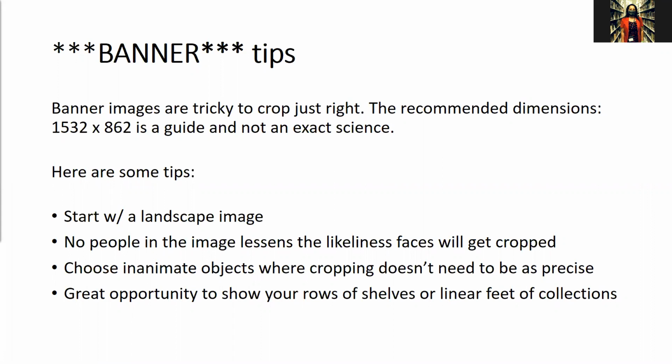A couple banner tips. The recommended dimensions are 1532 by 862, but it's a guide and it's not an exact science. So some tips could be start with a landscape image to help with the cropping. No people in the image lessens the likelihood that faces will get cropped. Choose an inanimate object or objects where cropping doesn't need to be as precise, like you saw with the city plans. And again, it's a great opportunity to show off your rows of shelf or linear feet of collections.